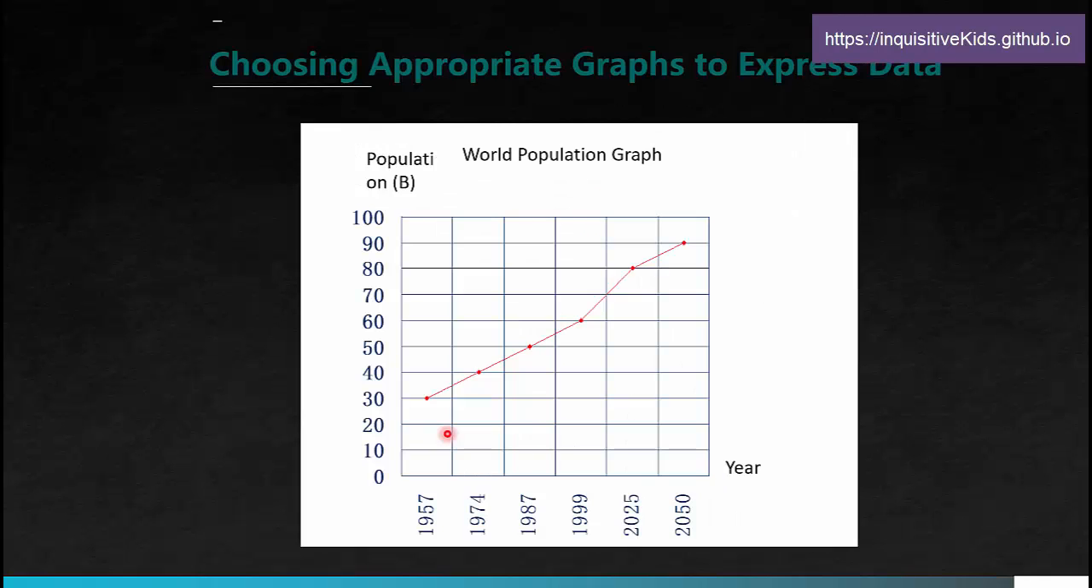Over here, we see the growth of the world population as a whole. And this is, again, population in the billions. And this is the year. So we see it growing. Then there's a very rapid growth from 1999 to 2025. In the future, we believe that it will come to about 90 billion in the population at 2050.